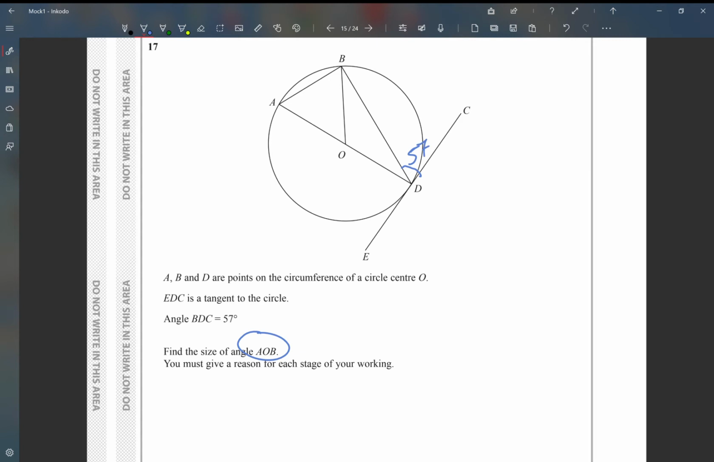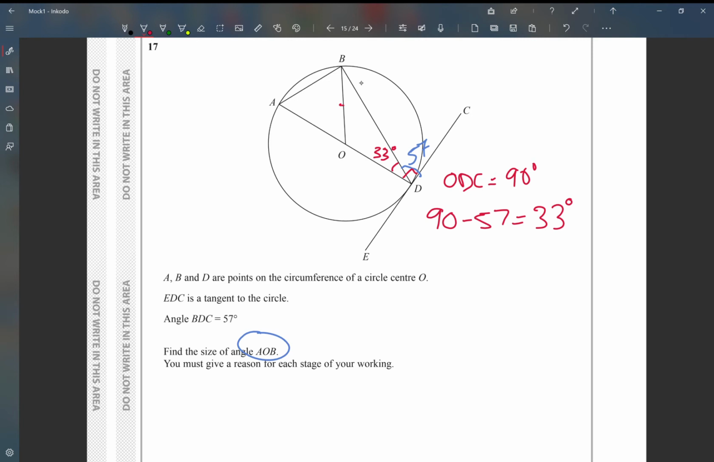And something to note is that the angle between a diameter and between any radius and a tangent is always going to be 90. So ODC equals 90, tangent to a radius, and so therefore the little one inside here will be 90 minus 57, which is 33 degrees.